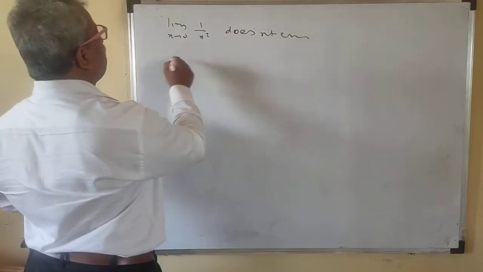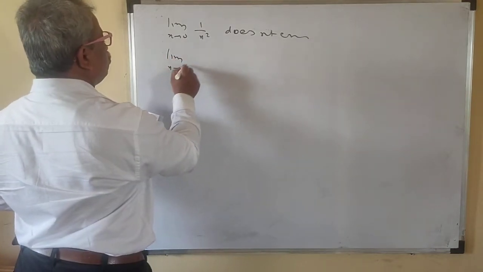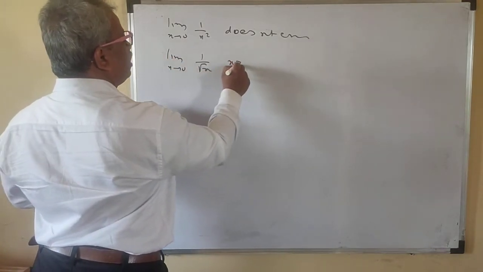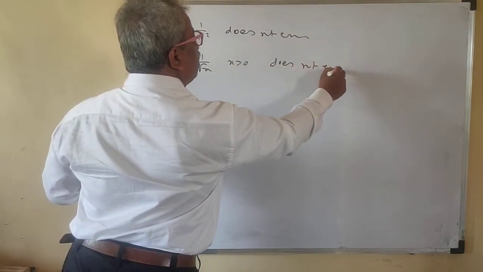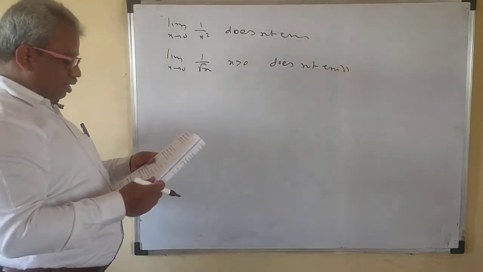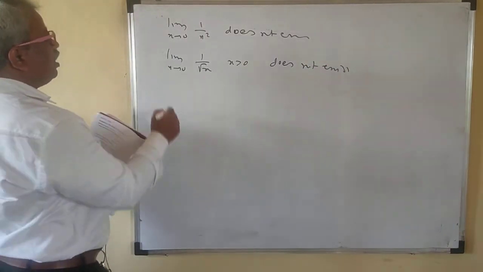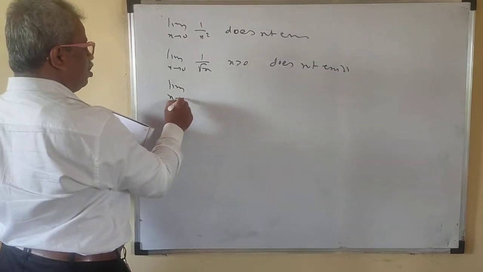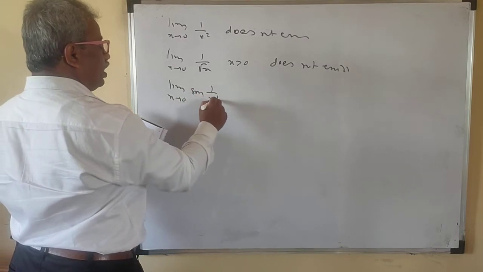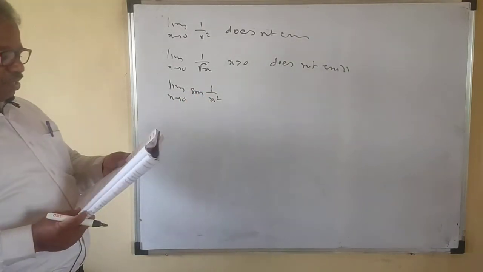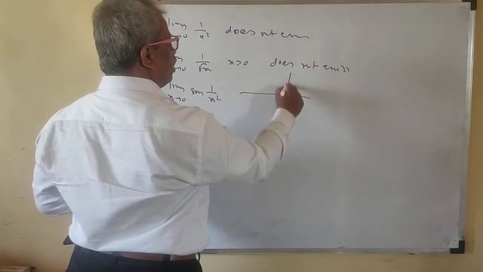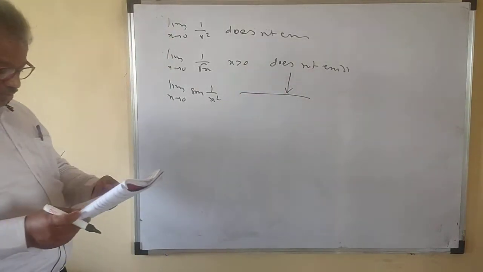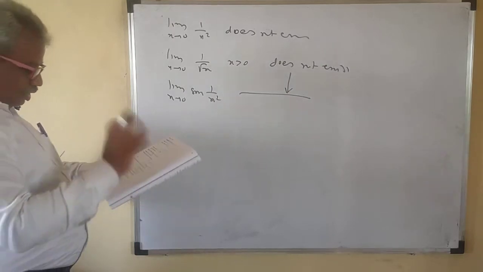Okay. So same thing here. The limit as x tends to 0 of 1 upon root x, where x is greater than 0, does not exist. This also does not exist. So similarly, the limit as x tends to 0 of sin of 1 upon x square. So x square is always positive, but again this does not exist. Okay. So this is very important.